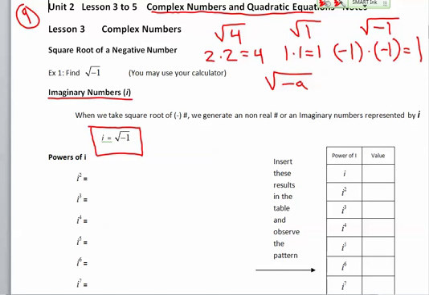So this imaginary number, we symbolize it with i, and i is equal to the square root of negative 1. Okay? That's a huge thing. So i is equal to the square root of negative 1. We just say that's an imaginary number.